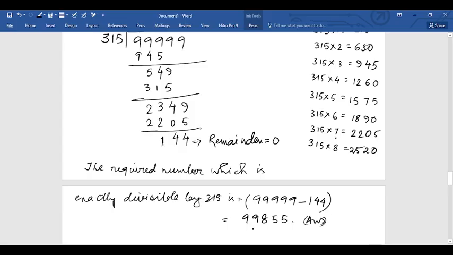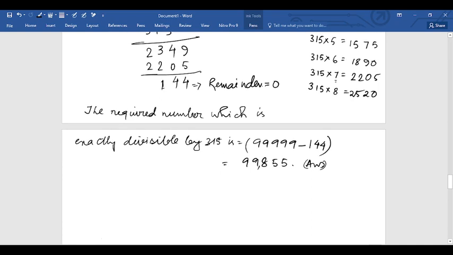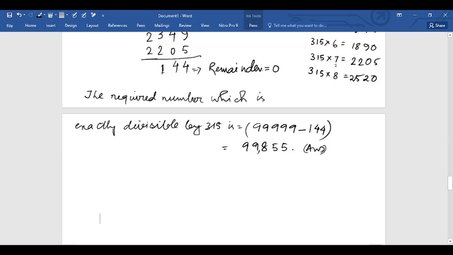So the greatest 5-digit number which is divisible by 315 is 99,855. Now what you can do at home is check whether 99,855 is exactly divisible by 315 or not. If it is exactly divisible by 315, then our answer is correct. If not, then our answer is wrong. Okay, next question.